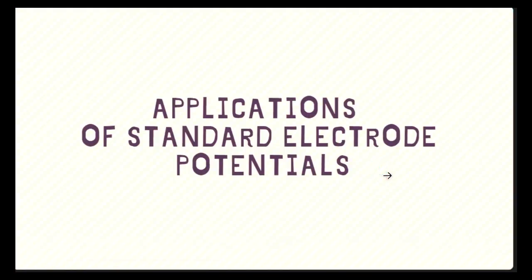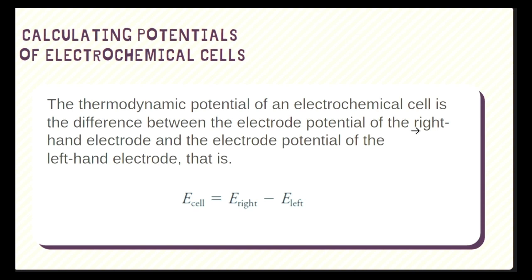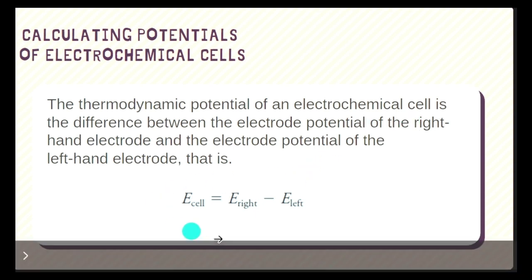Applications of standard electrode potentials. Calculating potentials of electrochemical cells. We can use standard electrode potentials and the Nernst equation to calculate the potential obtainable from a galvanic cell or the potential required to operate an electrolytic cell. The thermodynamic potential of an electrochemical cell is the difference between the electrode potential of the right hand electrode and the electrode potential of the left hand electrode, that is represented by this equation.